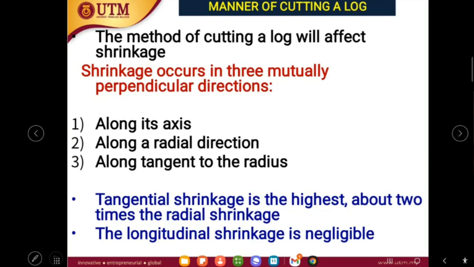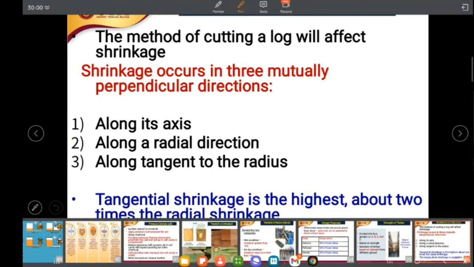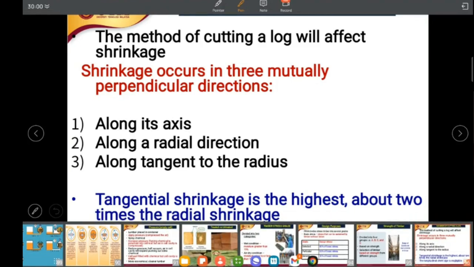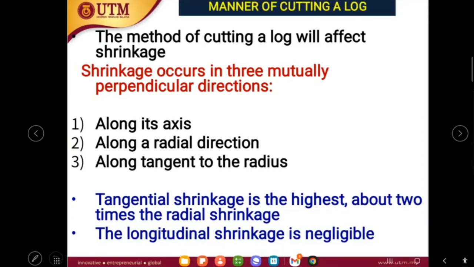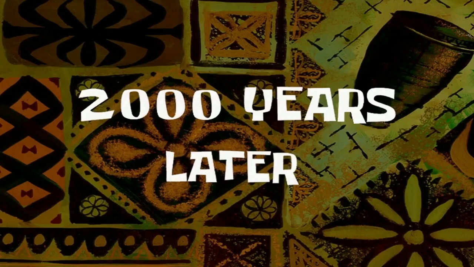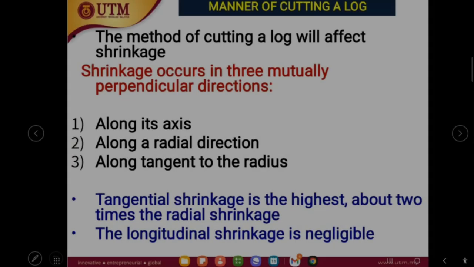Sorry, do you need a short break? Yes, doctor. Okay, 5 minutes, no problem. Because I know normally we cannot stay focused for a very long time. Okay, never mind, so we take a short break. We come back at 9:20, is it okay? Okay, thank you, doctor. Thank you very much. 2,000 years later. All right, guys.